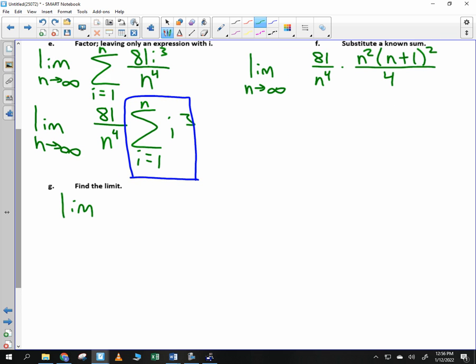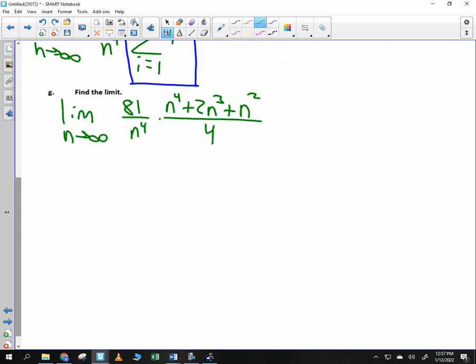I've got the limit as n goes to infinity of 81 over n to the fourth times, let's see here, what is n plus 1 squared? N squared plus 2n plus 1, right? And then we'll multiply by n squared, so we get n to the fourth plus 2n cubed plus n squared, all over 4. So it looks like in the top we've got the limit as n goes to infinity of 81 n to the 4th plus 162 n cubed plus 81 n squared. And that all sits over 4 n to the 4th.